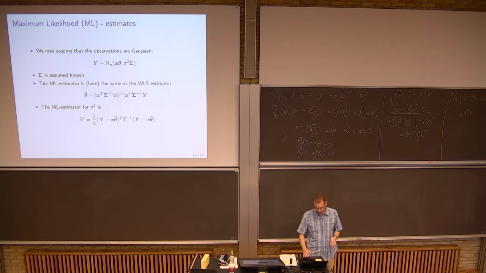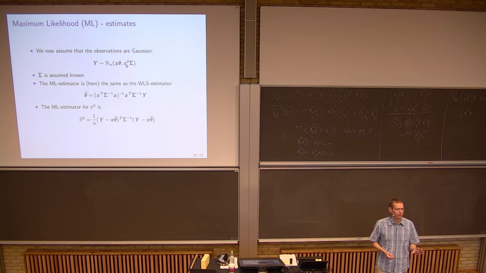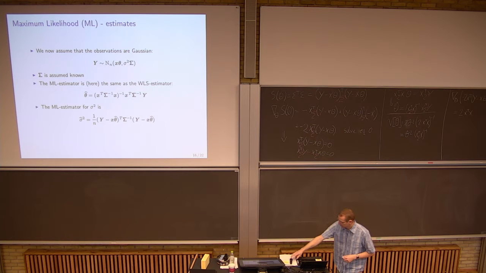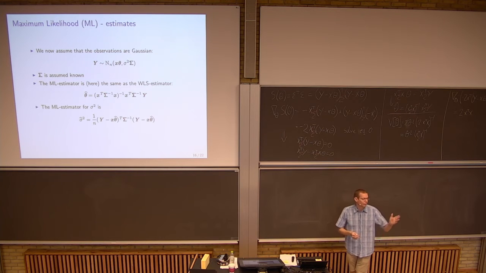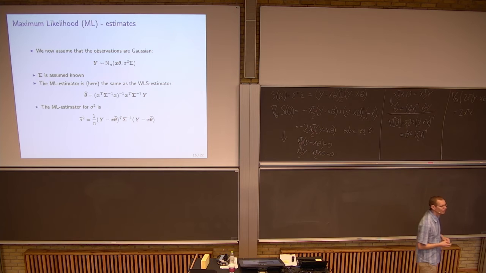So, again, we'll assume that sigma is known. And, well, it's called maximum likelihood. So how do we define the likelihood of some observations given some distribution here? Yes? Just the Gaussian assumption.